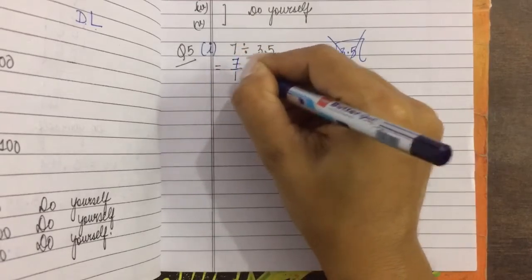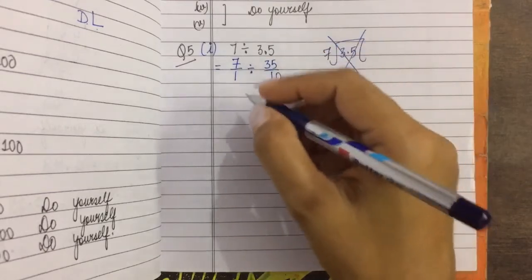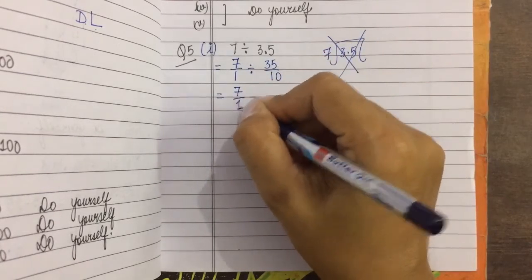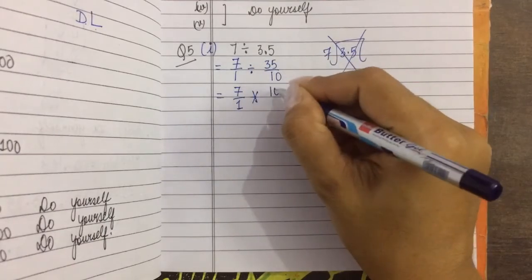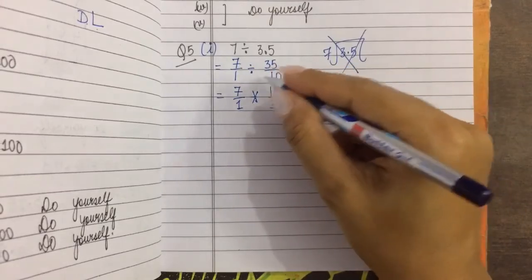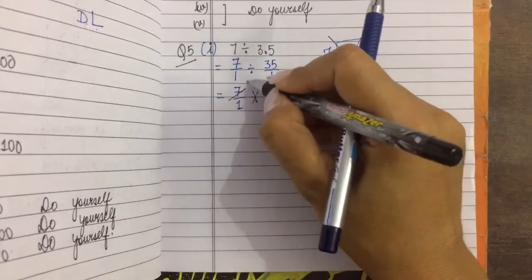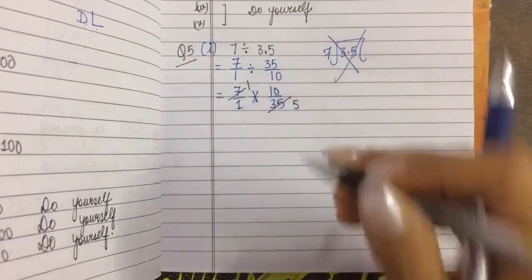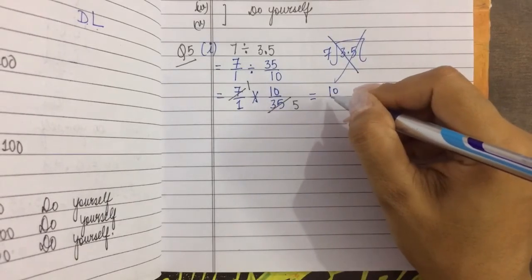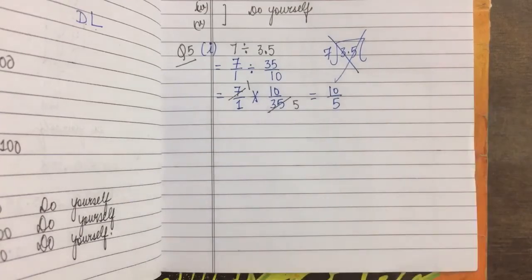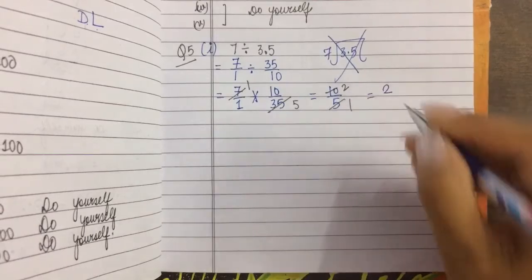7 can be written as 7 over 1 divided by 3.5, 35 by 10. The next step, first fraction no change, the sign of division changes to multiplication, and we use the reciprocal of the second fraction. Two things done at the same time. Now we simplify and obtain the answer. From the numerator it's 10, from the denominator it's 5. Again we can simplify this fraction, so the answer is 2.